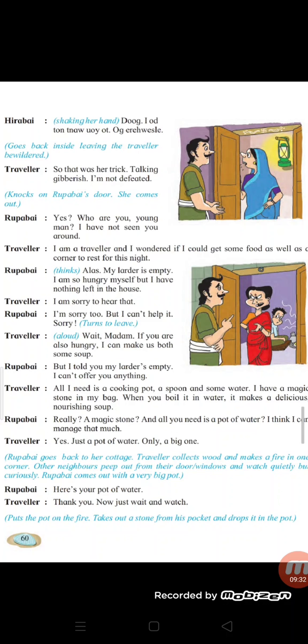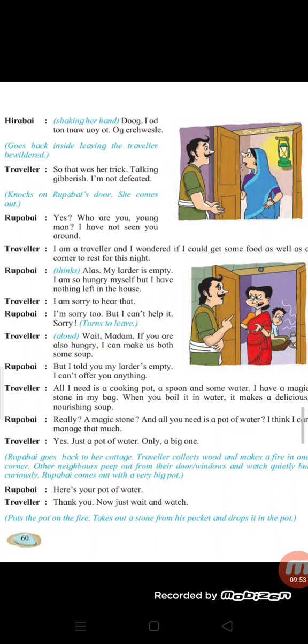So what does Rupabai say? See, but I told you my larder is empty. I can't offer you anything. See, young man, I don't have anything in my house. How can I help you? I can't help you because my larder is totally empty.